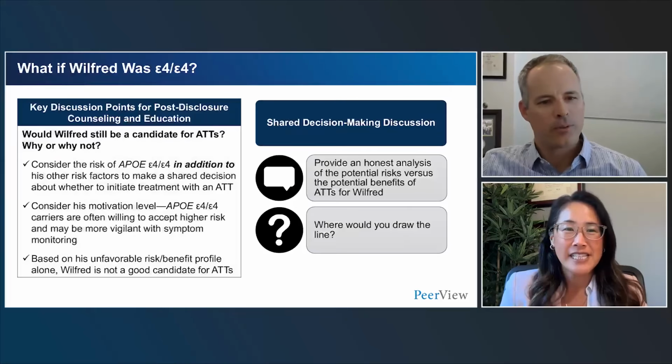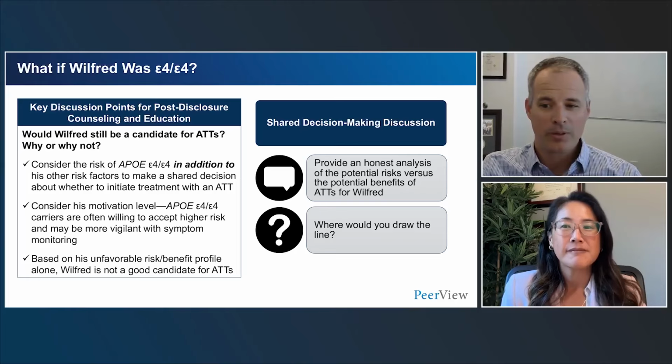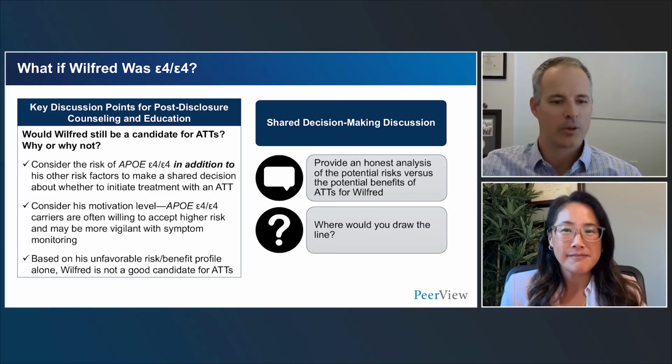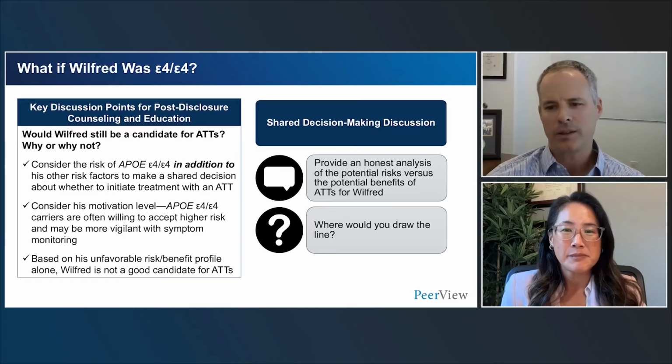So what would happen if Wilfred was an E4 homozygote? So I think we've already kind of said that he's a very risky candidate to begin with, and this would just increase the risk, I think, beyond what most people would be comfortable with. Certainly, I think most people at our center would be uncomfortable treating a homozygote with a thrombophilia who's likely to need anticoagulation.